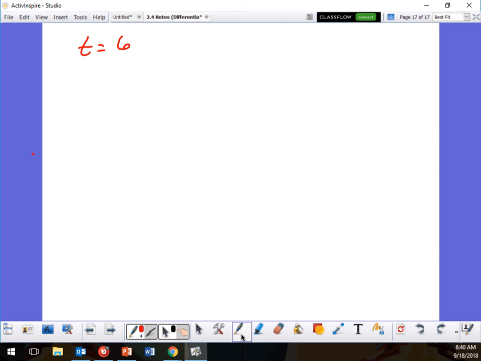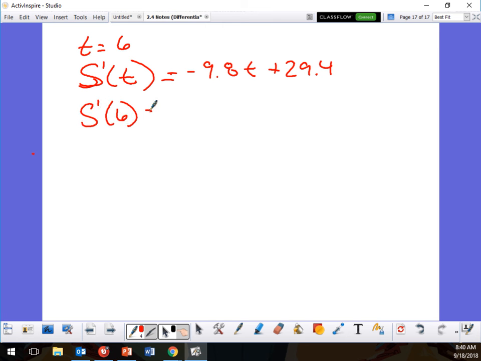Okay, so there we go. So, all right, so what was it? Velocity was the first derivative, and I wrote down second. So s of t, s prime of t. What did it come out to be? Negative 9.8t plus 29.4. There we go. So now I said that velocity, right? We plug it in, so s prime of 6 is going to give me, go ahead, plug it in.